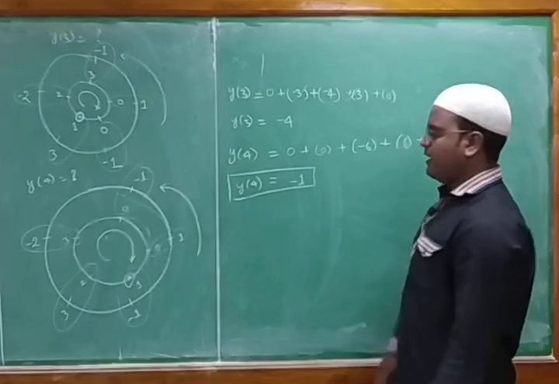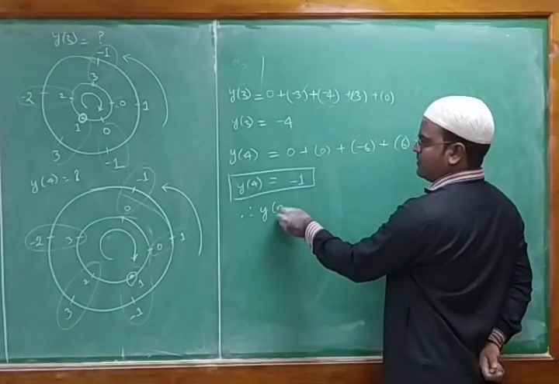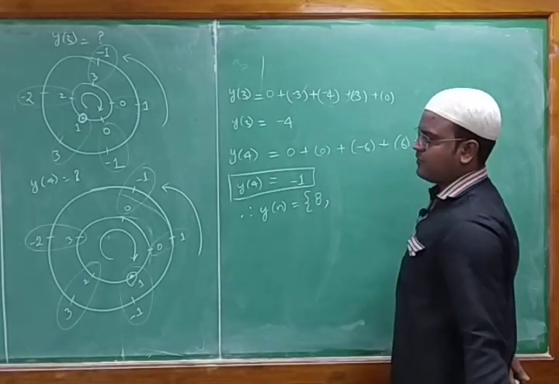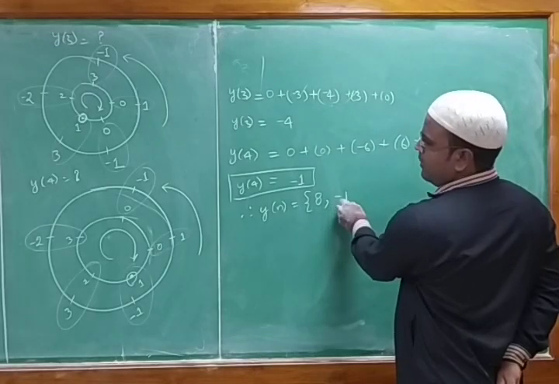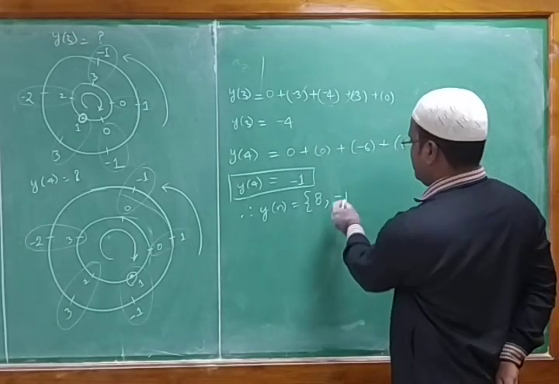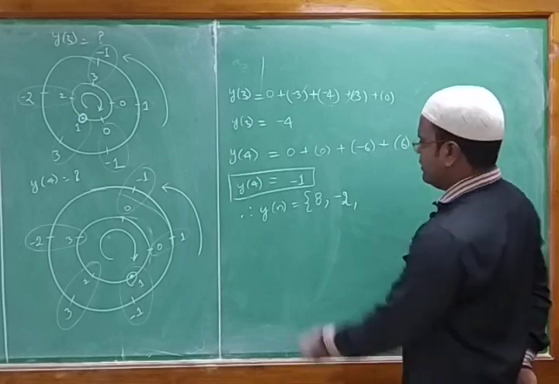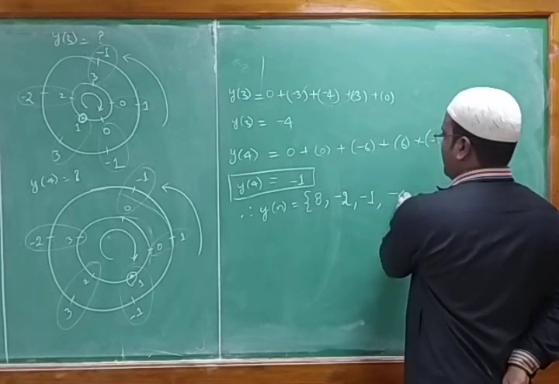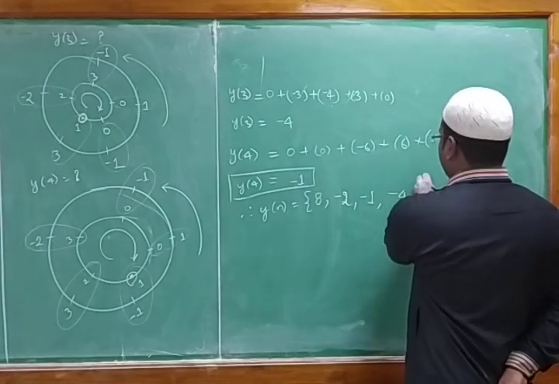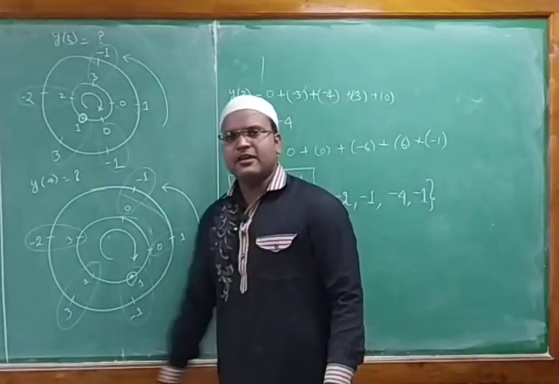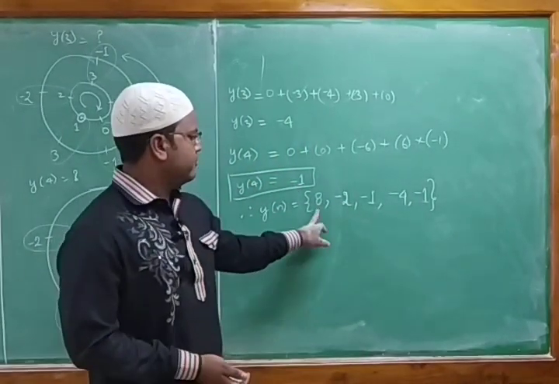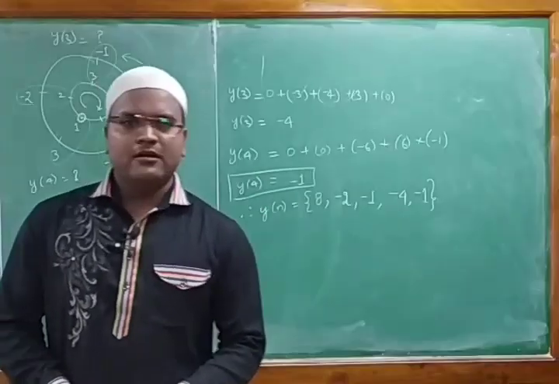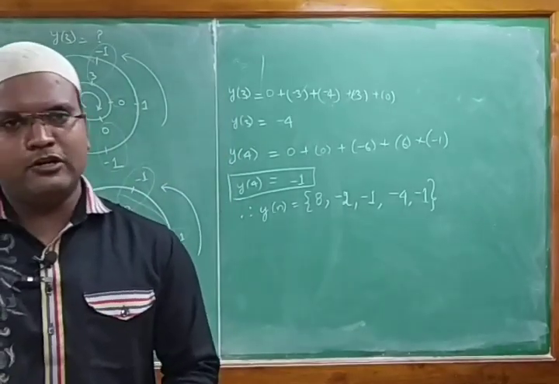So what is the next thing we need to write at the end? Therefore y of n is equal to, what are the values we have? Starting, y of 0 is 8, next y of 1 we got as -2. Then y of 2 we got -1. Then y of 3 is -4. Then y of 4 is -1. So we got the sequence this way. At the end, using the concentric circle method, we found all the values: 8, -2, -1, -4 and -1. Let us see the next method, that is the matrix multiplication method for circular convolution. That we will see now.